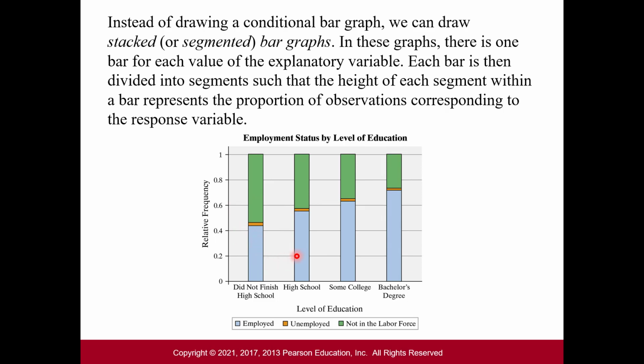For example, let's pick this one. It's close to a line. For high school education, we have our unemployed. It looks like at almost 0.6, we'll say 0.5 something. And then the not in the labor force makes up about the other 0.4 something. And then we have just a little bit for unemployed, which we'd have to go back to our table to get an exact value, but maybe 0.1 something.